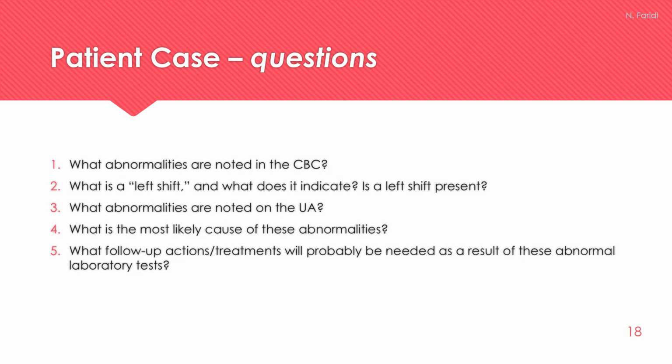What are some abnormalities that are noted in the CBC? What is a left shift and what does it indicate? Is there a left shift present in this patient? What abnormalities are noted on the urine analysis? What is the most likely cause of these abnormalities? What follow-up actions or treatments will probably be needed as a result of these abnormal laboratory tests? Go ahead and pause this recording before we continue to the next slide.